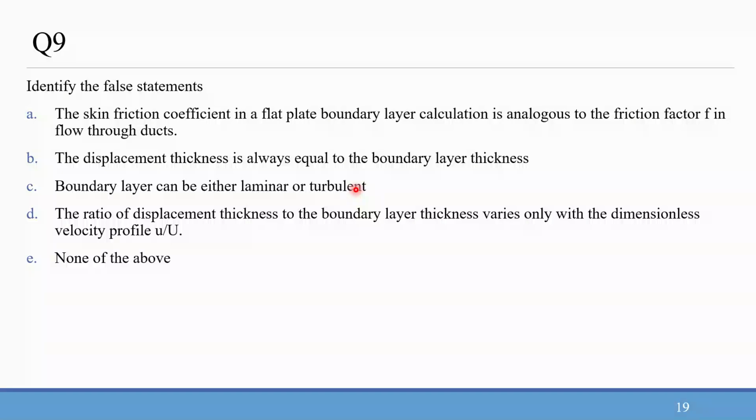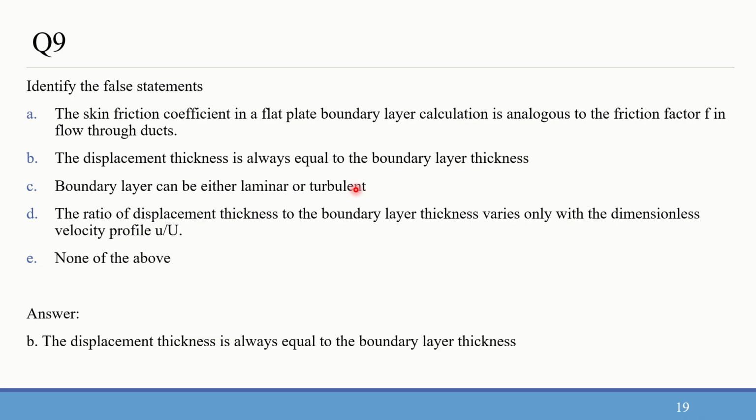So what is asked is, we are asked to identify the false statements. If we read the statements itself, we will understand which is wrong actually. First one is skin friction coefficient in a flat plate boundary layer calculation is analogous to the friction factor F in flow through ducts. So this is a true statement.